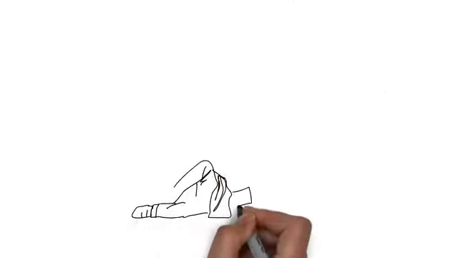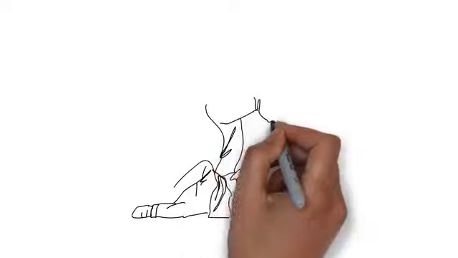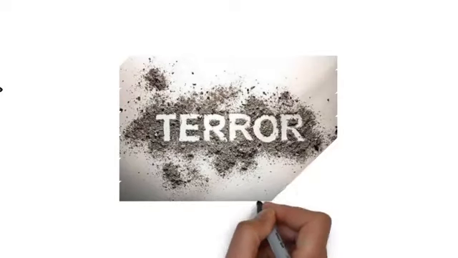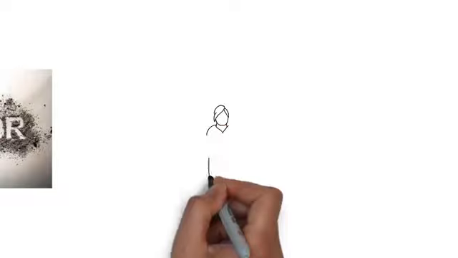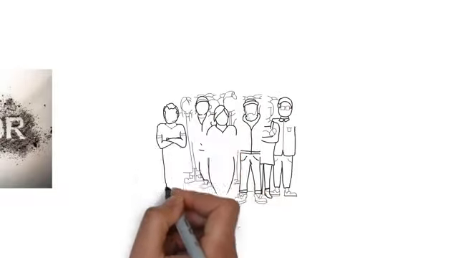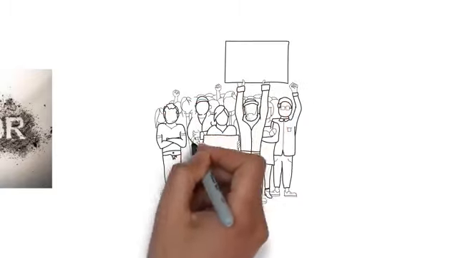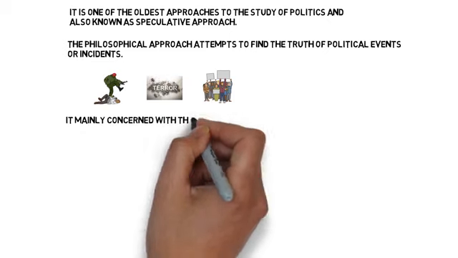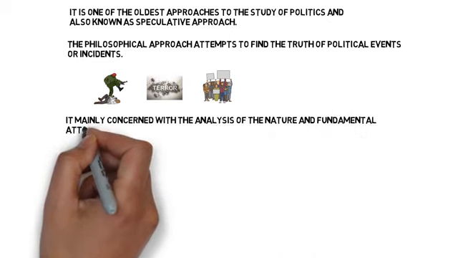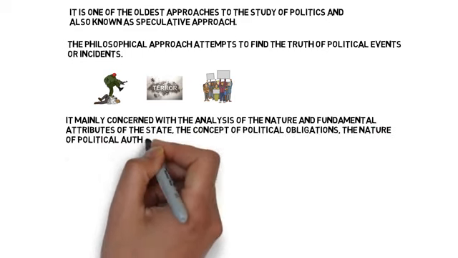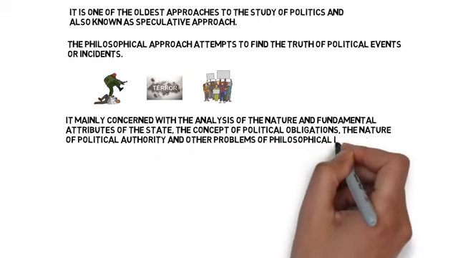Now look at these pictures. These are some of the examples of the political events or incidents which happen in a state. One side of the story is political in nature, but one must understand that the philosophical approach attempts to find the truth behind these incidents or events which have occurred in the state. Therefore, it is mainly concerned with the analysis of the nature and the fundamental attributes of the state, the concept of political obligation, the nature of political authority, and other problems of a philosophical nature.